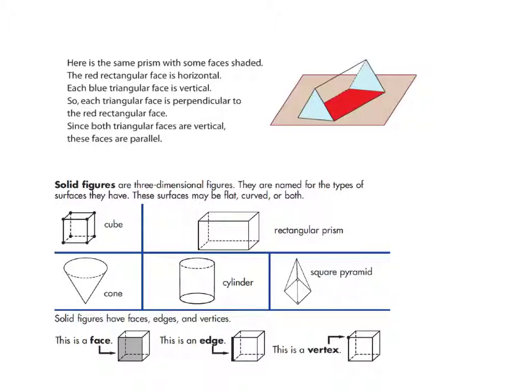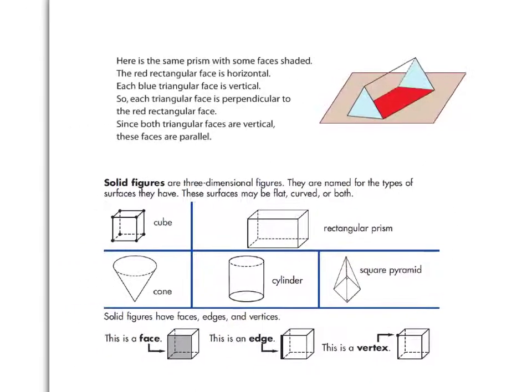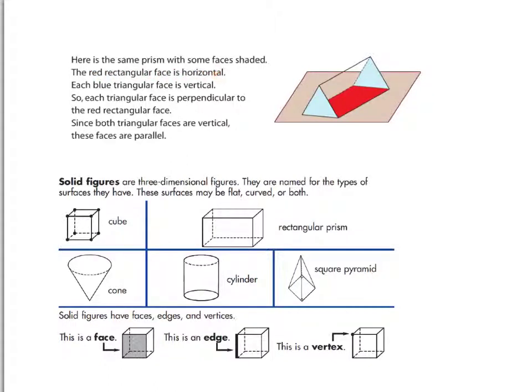Here they've described the shape just a little bit further. The red rectangular face is horizontal. So we've got one horizontal face. We have the blue triangular faces that are vertical, and they are both vertical, so we can say that they are parallel. Each triangular face is perpendicular to the red rectangular face. So if you went from the triangle down to the rectangle, those would be perpendicular. However, rectangle to rectangle would not.